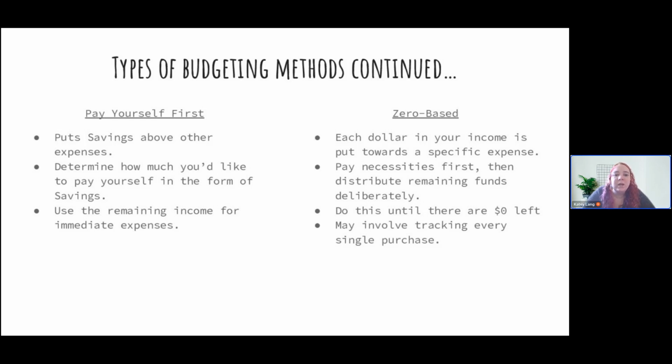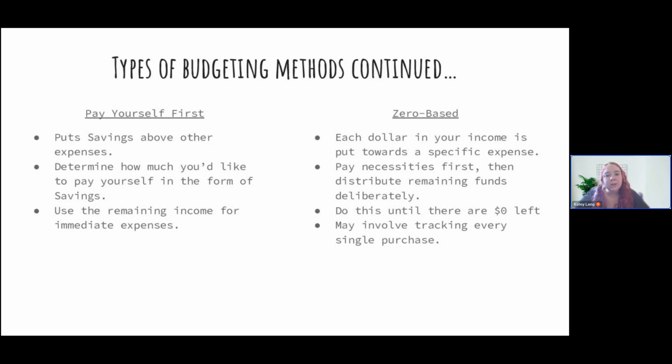So you can also pay yourself first. That's one method that really helps you stay on your feet. So this puts your savings above your other expenses. And so you first want to determine how much you'd like to pay yourself into your savings. And then you can determine the remaining income for your immediate expenses. So for example, if you make $3,000 a month, you can say, I want to pay myself $1,500 first because I know I'm going to use that money for X, Y, and Z, and then use whatever you have left for those immediate expenses.